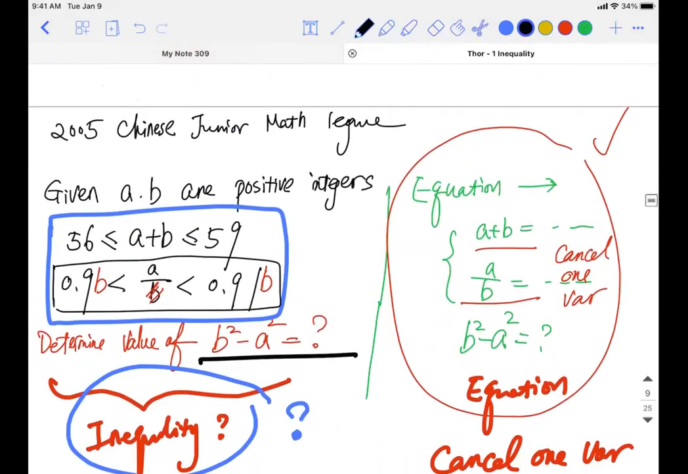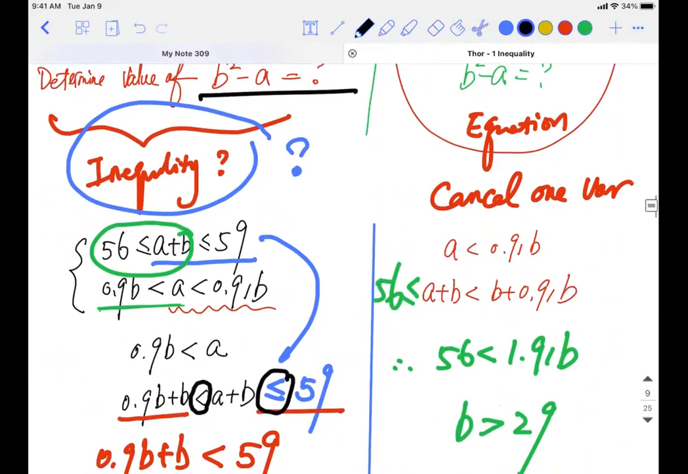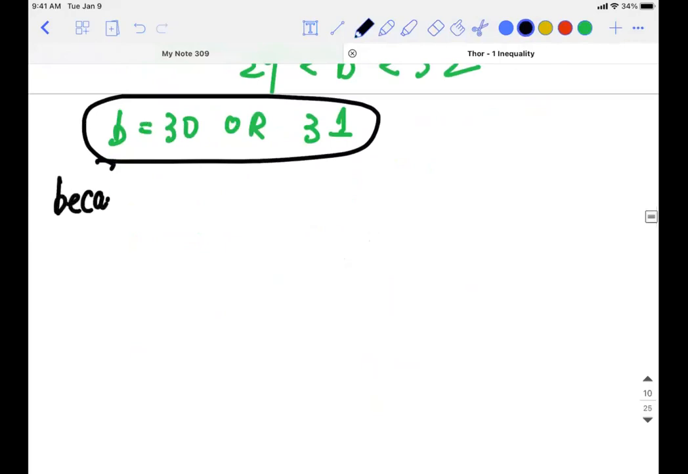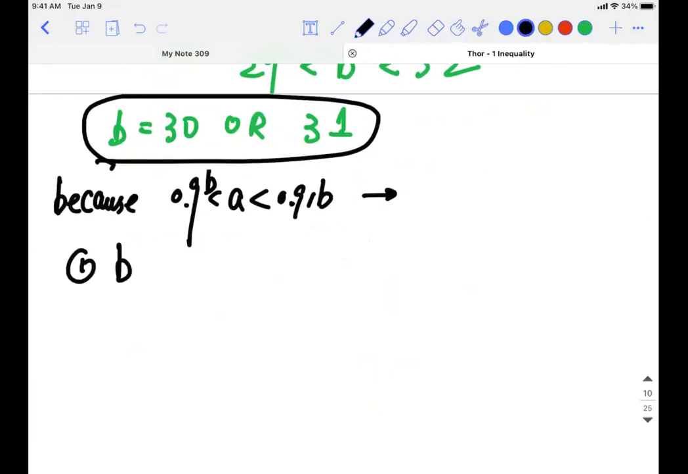a is here, don't forget. a is between 0.9b and 0.91b. a is actually a very small range, right? So that one is easy because a is from 0.9b to 0.91b. So you'll be able to see if b equals 30, then a is from 27 to 28. It's a very small range. So therefore, the a does not exist.